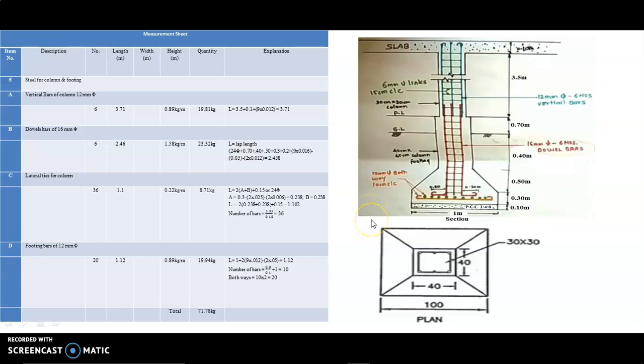So this is the procedure for finding the quantities of columns and footings: concrete work, excavation work, filling work, and reinforcement weight.